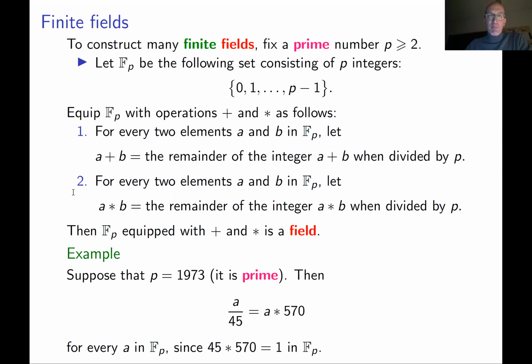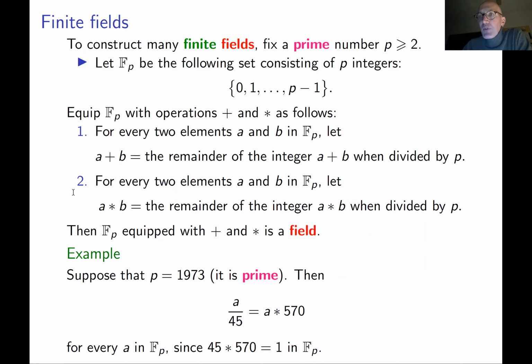Okay, here's an example. You take p to be 1973. It's a prime, you can check it. Then, for example, if you want to divide any element a in this set Fp by 45, then this is the same as just multiplying this element by 570. Why? Because if you multiply 45 by 570, you get some huge integer. But if you take its remainder when you divide by 1973, you get 1. So by our definition, 45 times 570 is 1. So a divided by 45 is the same as a times 570. This is how it works.